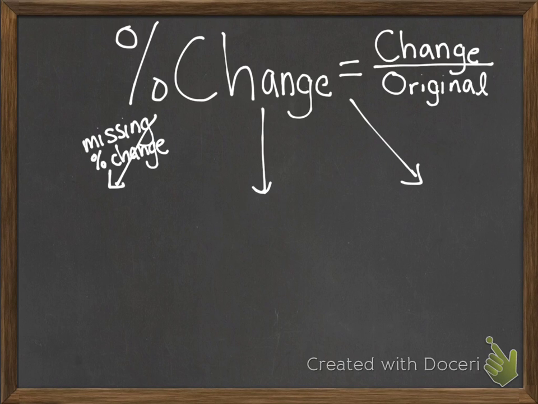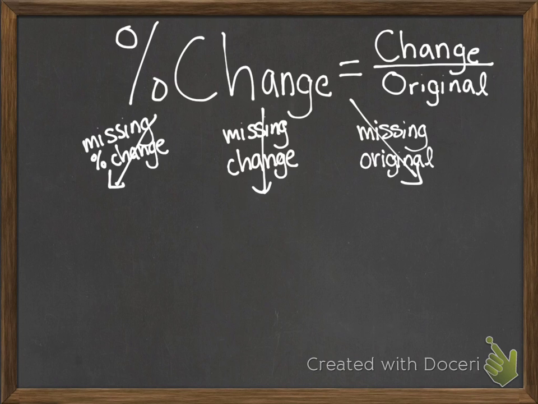And given this scenario, there are 3 different things where you can be given something and you need to find the other 2. There are only 3 variables here: percent change, change, and original. You have to be given 2 out of the 3 in order to solve a problem, otherwise you can't do it. The first scenario is to solve for a missing percent change. The next one is solving for a missing change, so this would be like a missing markup or markdown. And then the last one is missing original.